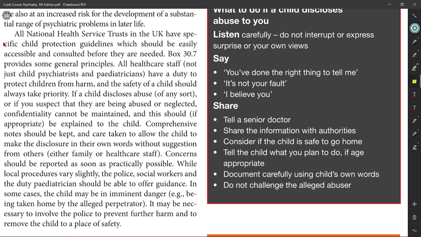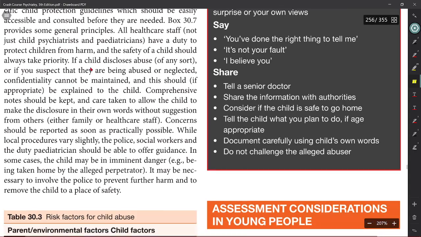Concerns should be reported as soon as practically possible. While local procedures vary slightly, the police, social workers, and the duty pediatrician should be able to offer guidance. In some cases, the child may be in imminent danger, like being taken home by the alleged perpetrator. It may be necessary to involve the police to prevent further harm, and to remove the child to a place of safety.